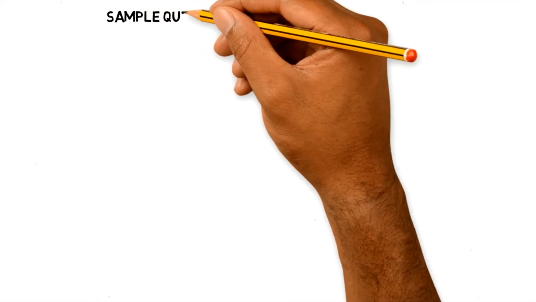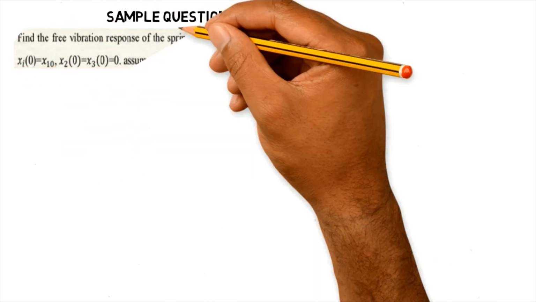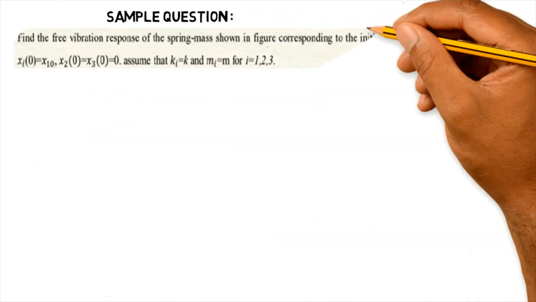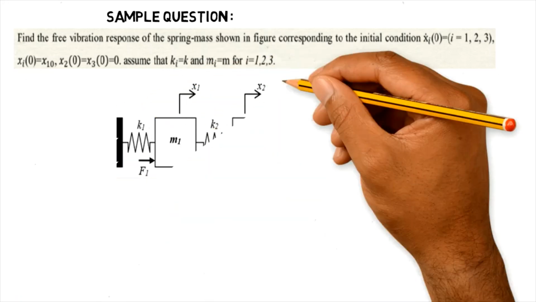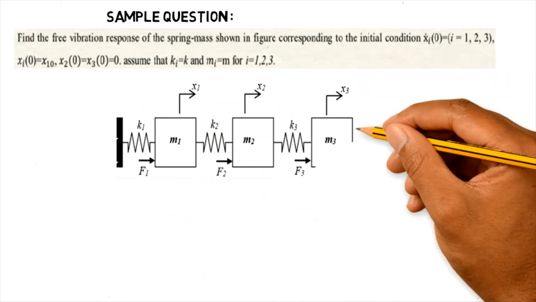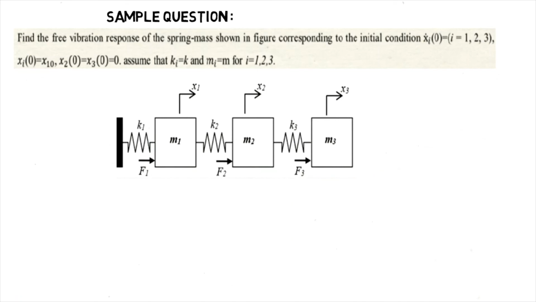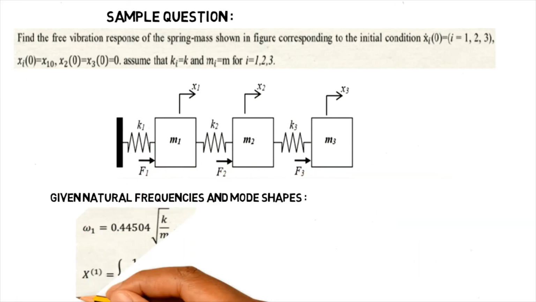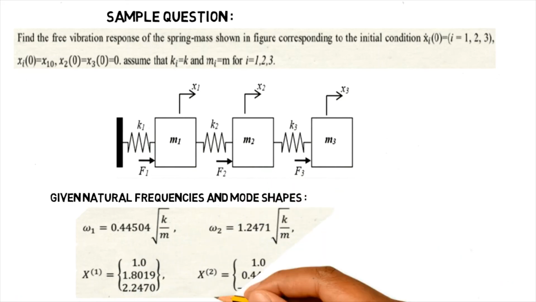Move on to the sample question. Find the free vibration response of the spring mass shown in figure. The natural frequencies and mode shape of the system are given.